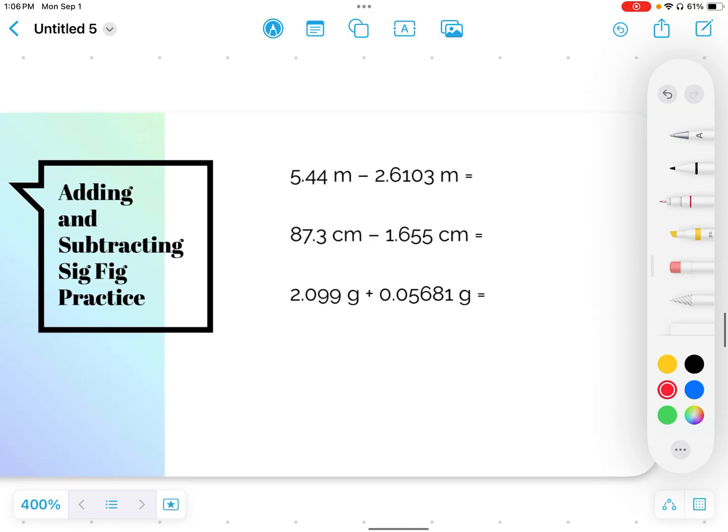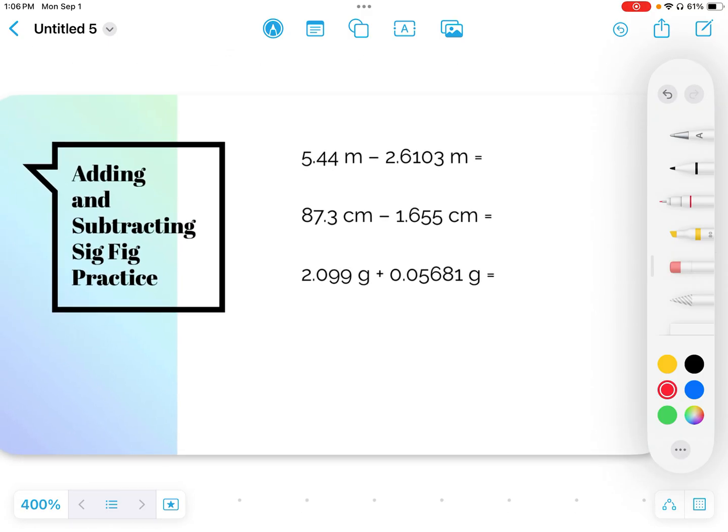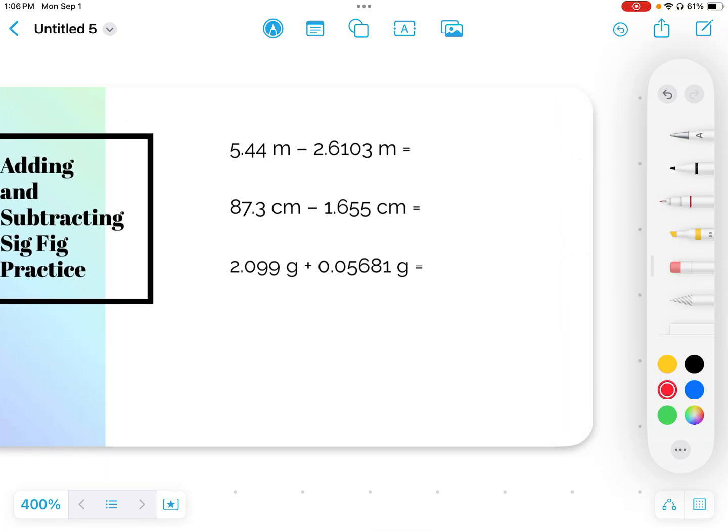Okay, so let's solve this one. So we have 5.44 meters minus 2.6103 meters. So when you do that, you can plug that into your calculator, whatever it needs to be. You should get an answer of 2.8297. Okay, now I gotta figure out how many sig figs am I going to?